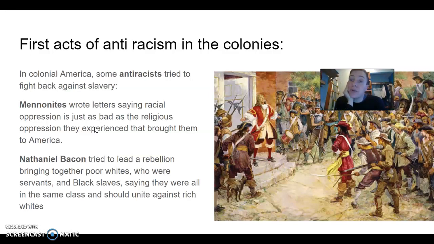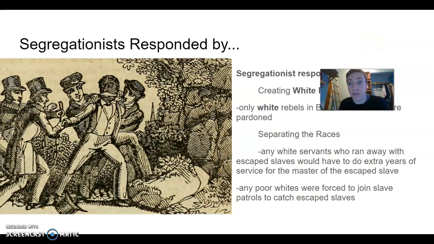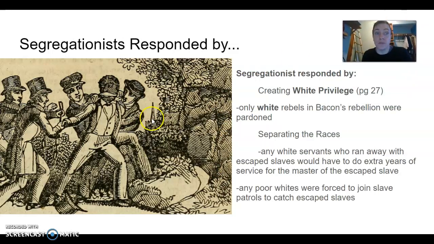And the other example that maybe you talked about in social studies is called Bacon's Rebellion. There was a white man, Nathaniel Bacon, who tried to lead a rebellion. There's a picture of it here, bringing together poor white people who were servants, also with Black slaves, saying that they're all in the same class economically, and so they should unite against rich whites. And that obviously was seen as a problem to have that kind of unity.